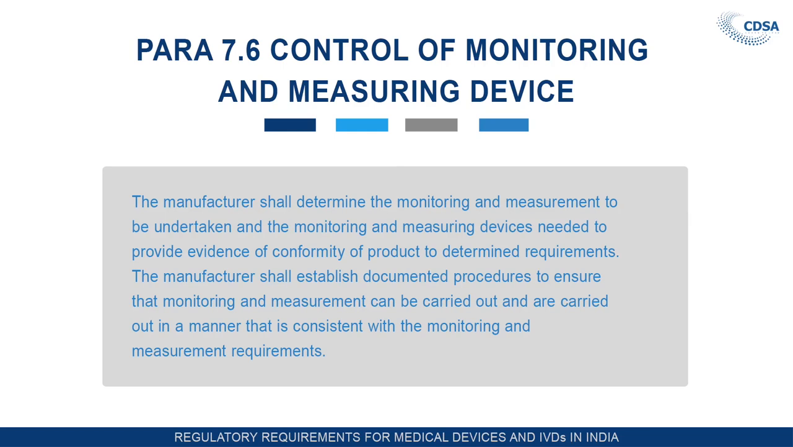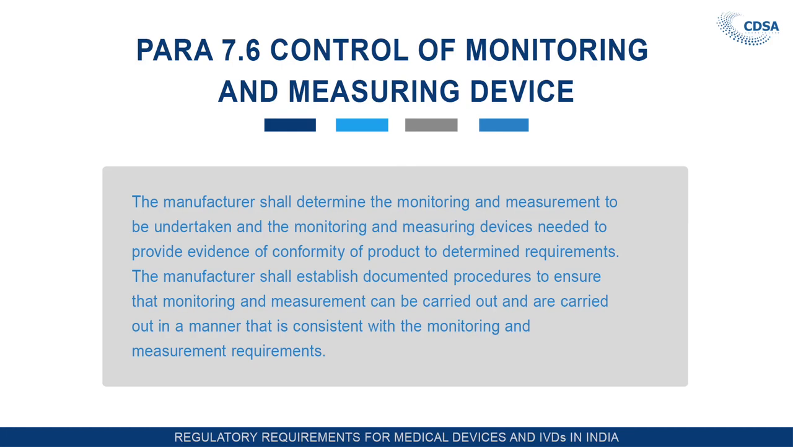7.6, control of monitoring and measuring devices. These are devices which actually control, record and measure unit quantities of anything. For instance, it can be temperature, pressure, relative humidity, or length, breadth, which has a quantifiable value. The manufacturer shall determine the monitoring and measurement to be undertaken and the monitoring and measuring devices needed to provide evidence of conformity of the product to determined requirements.